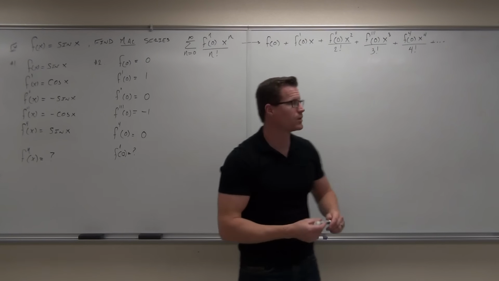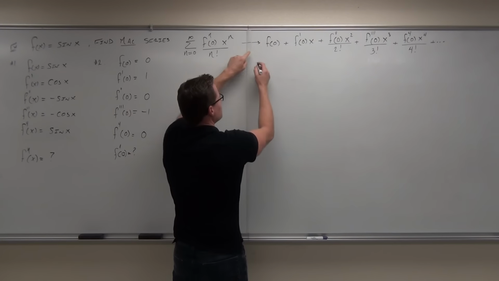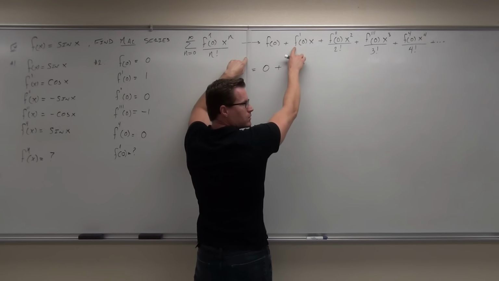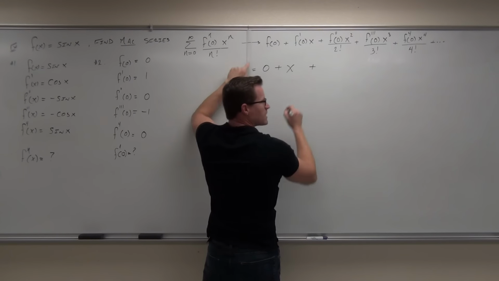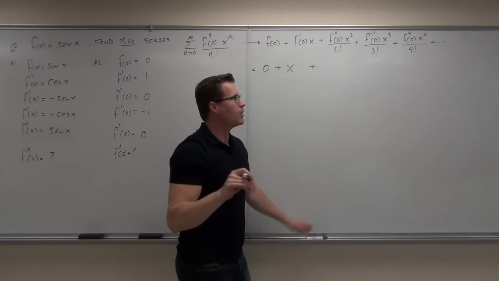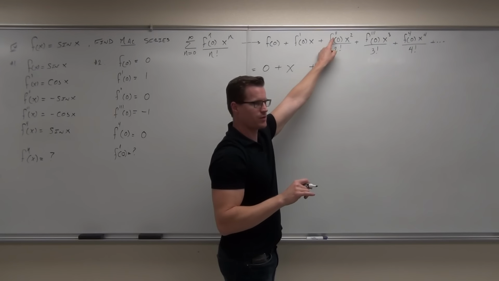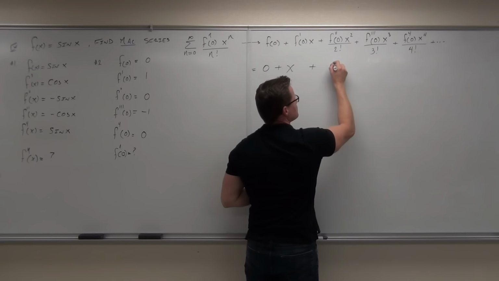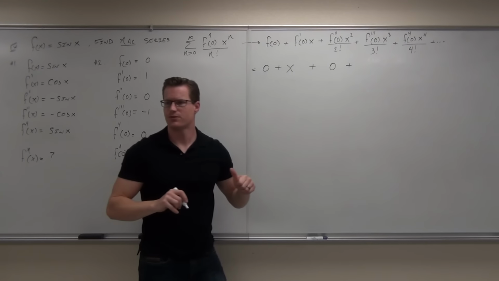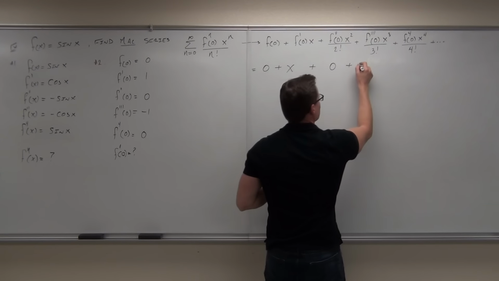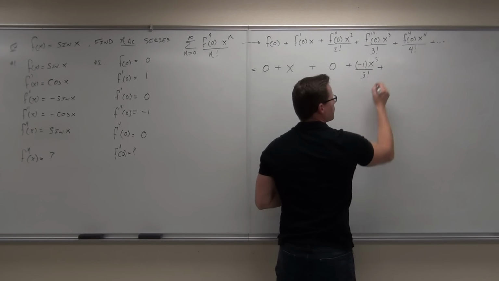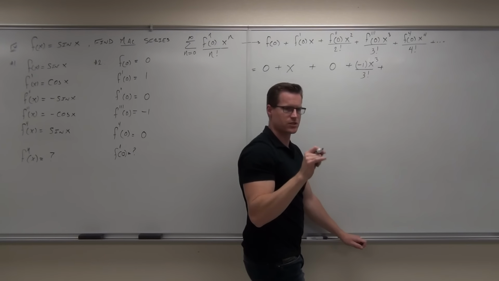Let's plug in the numbers. What's f of 0? 0. What's f prime of 0? 1 times x is x. Does that make sense? Watch carefully. What's the second derivative at 0? 0. This is why we did this. So this whole thing becomes 0. What's the third derivative? What's the fourth derivative? 0. Do you guys see what I'm talking about?